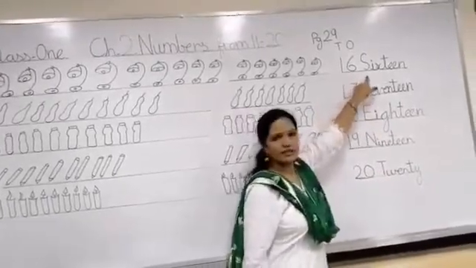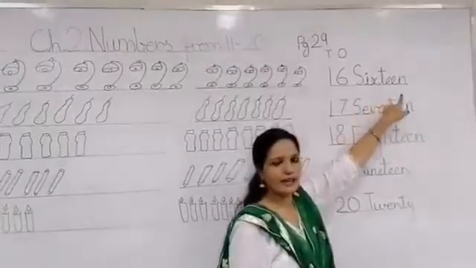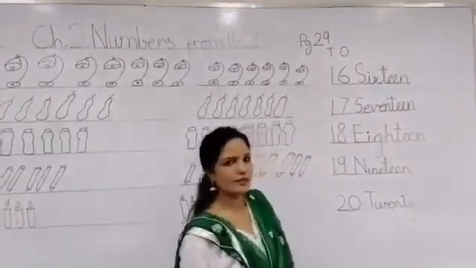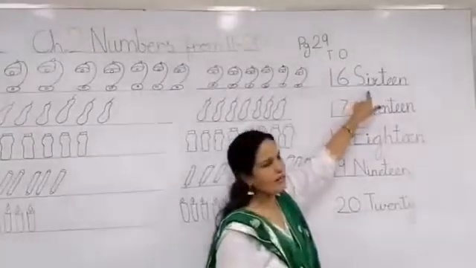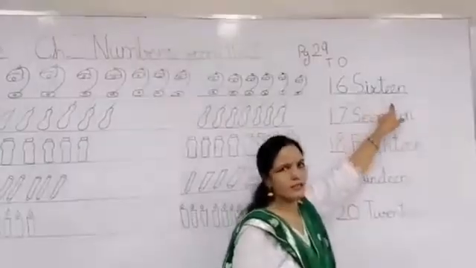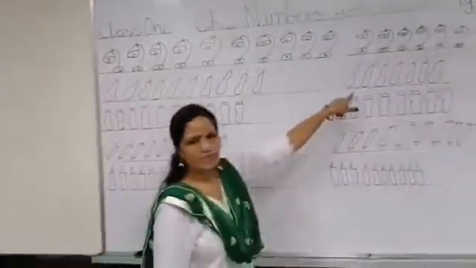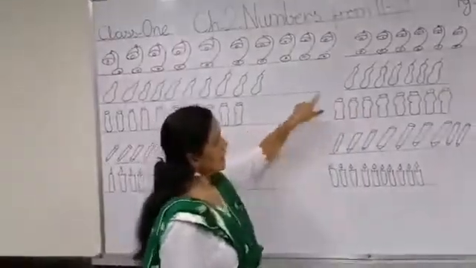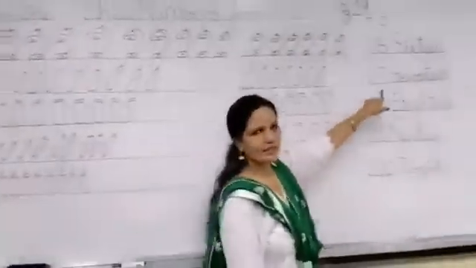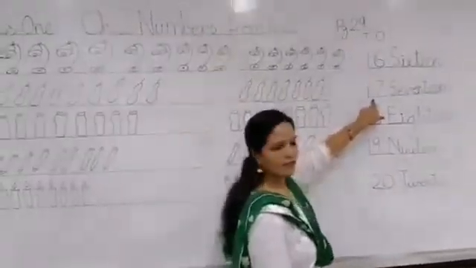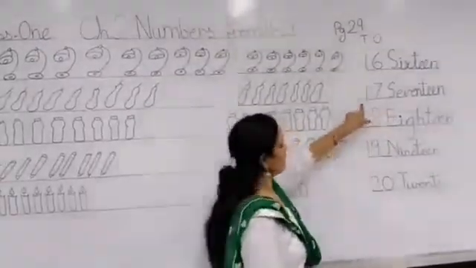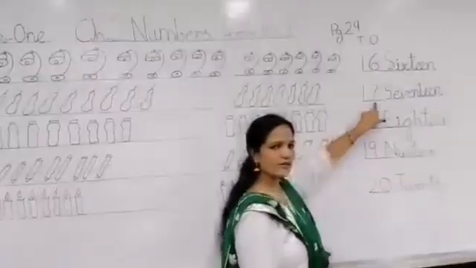And the spellings of 16 are S-I-X-T-E-E-N, 16. Let's repeat it. S-I-X-T-E-E-N, 16. Now we shall see the next picture. There are 10 pairs and 7 more pairs. So 10 and 7 makes 17. As you know, how many tens and ones are here?